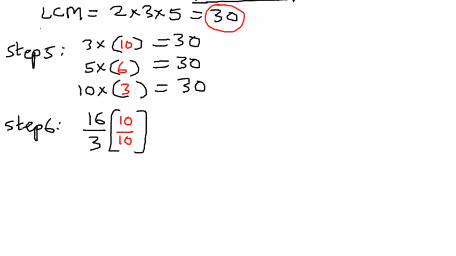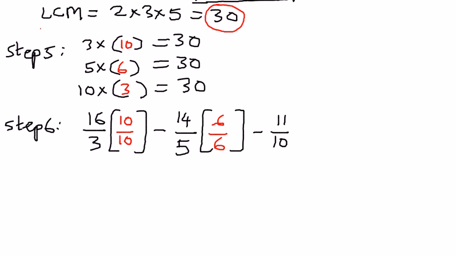Then we take the second number, negative 14 divided by 5, and then we're going to multiply and divide by 6 here. 6 times 5 is equal to 30, and that is our common denominator. And then the third fraction is 11 over 10, and we're going to multiply and divide this by 3. So 10 times 3 is equal to 30, and that is our common denominator.